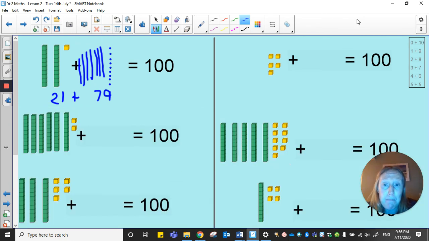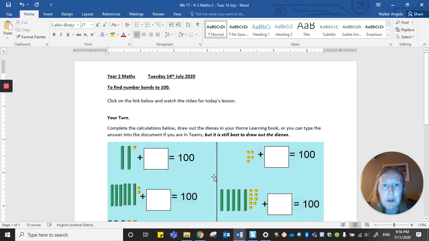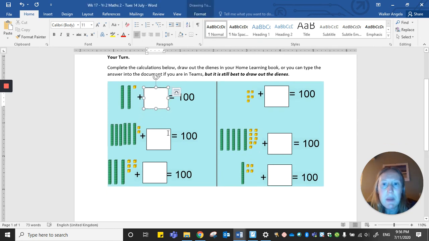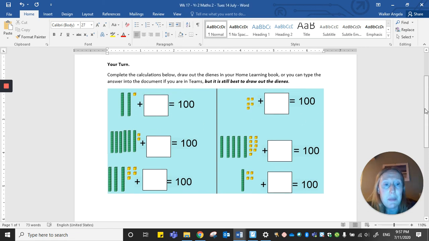Okay, so what I would like you to do now is you can either draw this in your home learning book. If you are on Teams or you have got a sheet in front of you, then it will look like this. If you're in Teams, you can click in the middle of the box and put the answer in. If you are doing this in Teams, I'm going to suggest you get a scrap piece of paper and actually draw out the deans. So draw it on your scrap piece of paper and then put the answer in digits in there. Okay, but I would actually suggest that your home learning book is a really good one to do today.